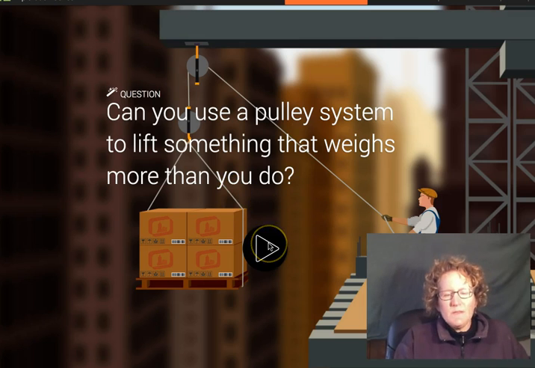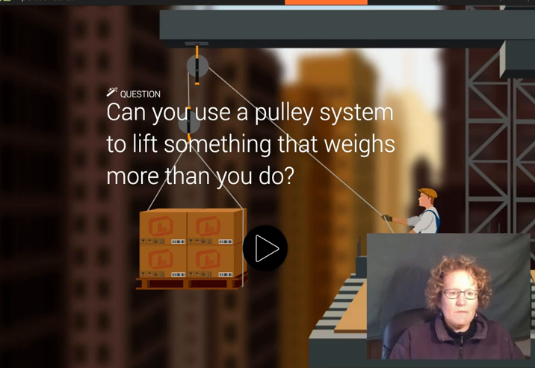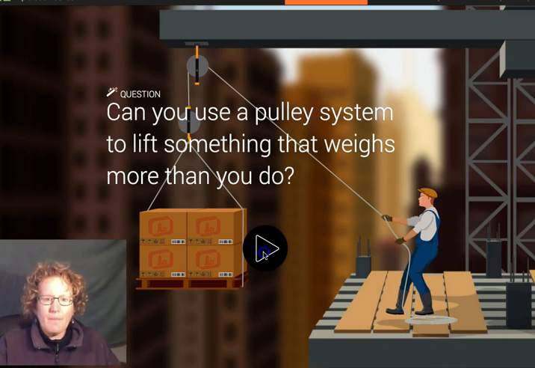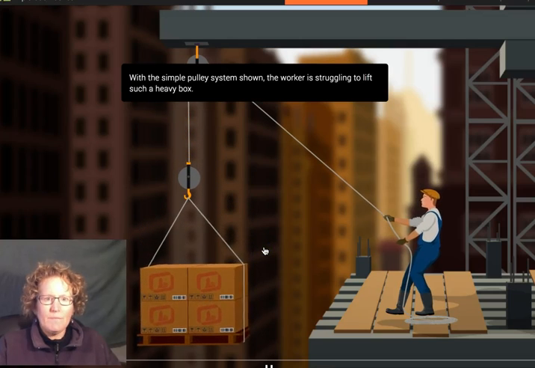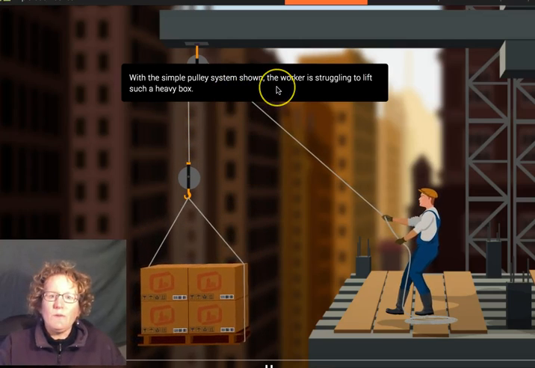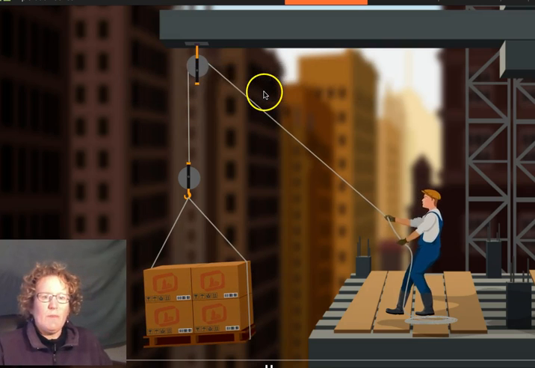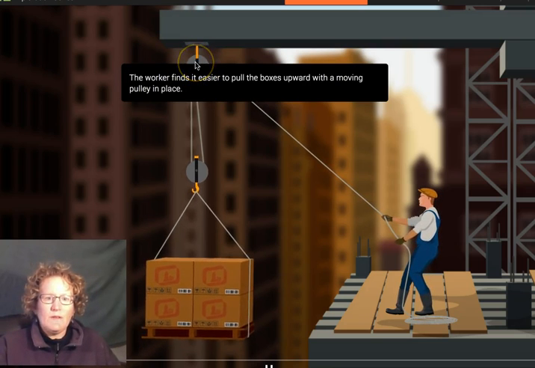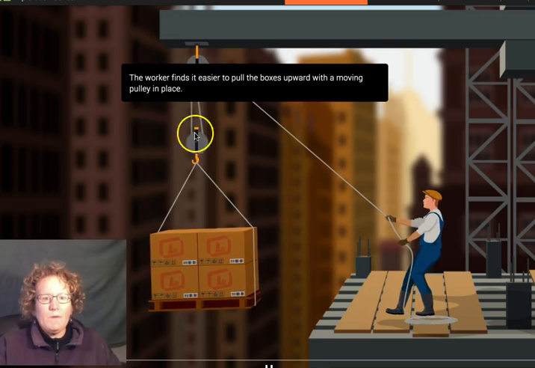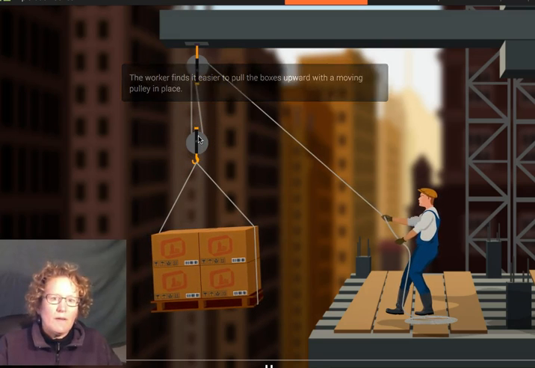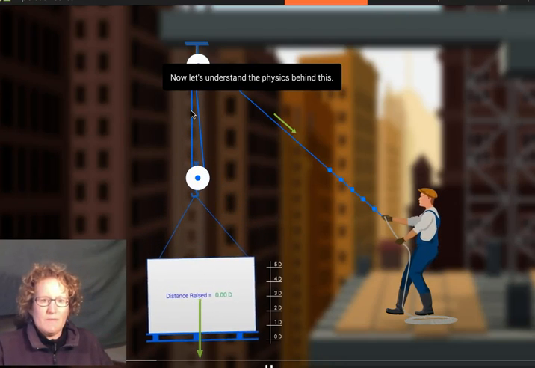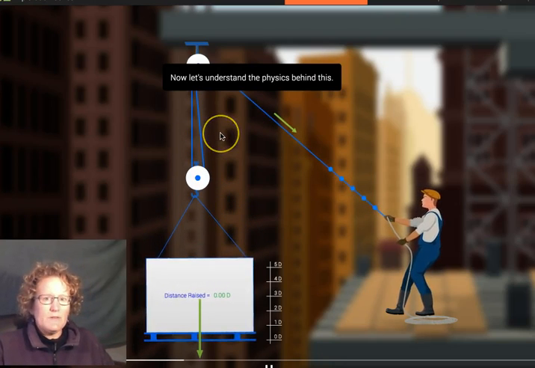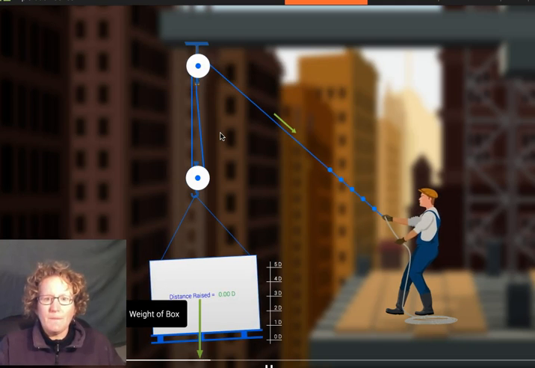So here's the simulation from CK12 on pulleys. Let's watch the intro. It's about a minute or two. With the simple pulley system shown, the worker is struggling to lift such a heavy box. Notice this is just a very simple pulley. When you add a single moving pulley, you get more mechanical advantage, and we'll talk about what that means in a moment. Let's understand the physics behind this.